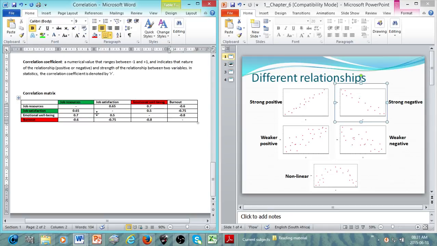The whole point is that over here, for example, job satisfaction intercepts job resources. But where's another column of job satisfaction? Oh, it's over there. And what does it intercept? It also intercepts job resources.